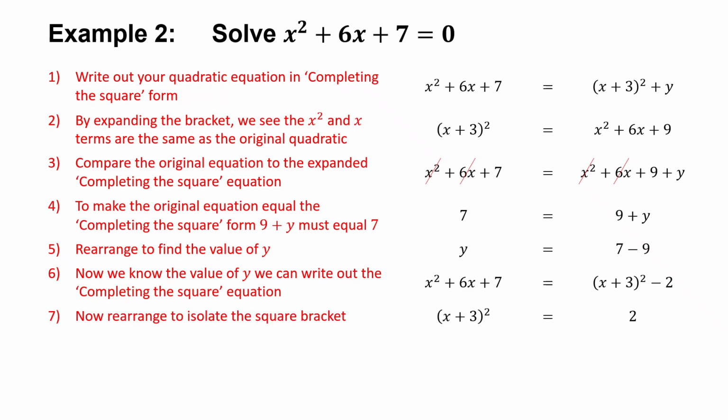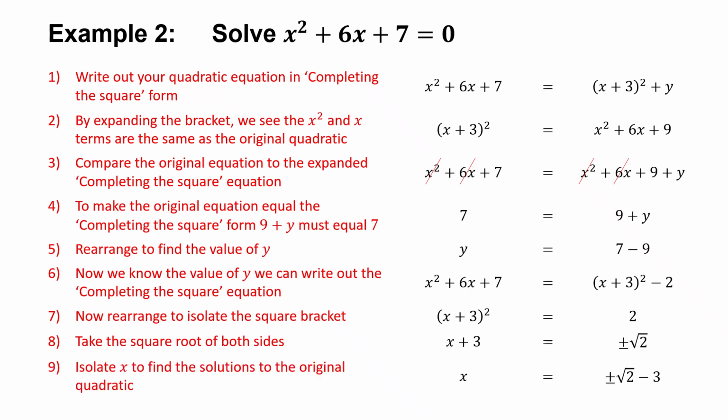Now we're going to rearrange to find x, so we move the minus 2 term to the other side, and we get (x + 3)² = 2. We're going to take the square root of both sides, and we get that x + 3 is equal to plus or minus the square root of 2. And we move the 3 across to get that the solutions for x in this particular example are plus or minus the square root of 2, minus 3.